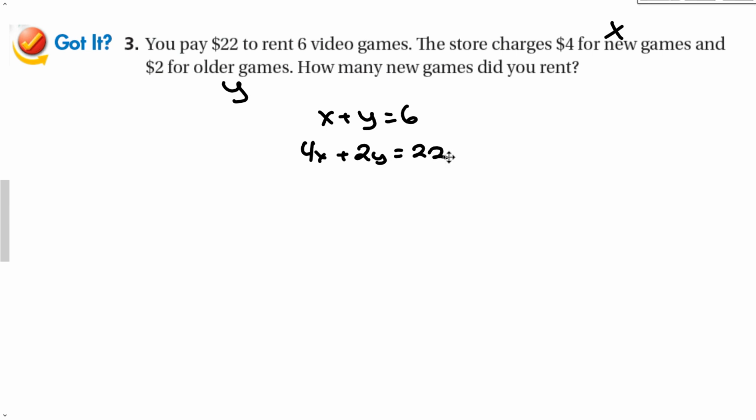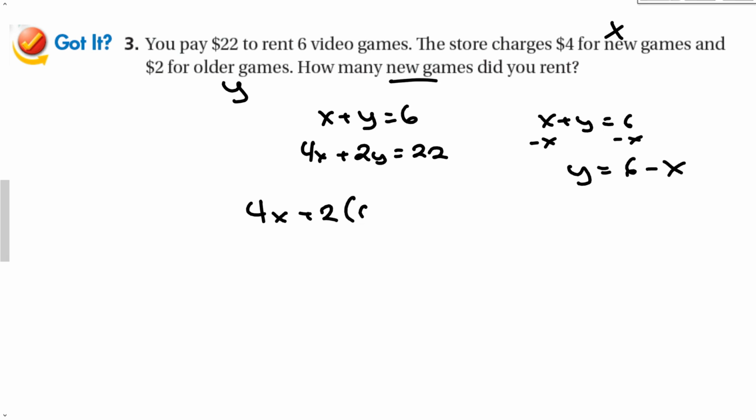Okay. So now, I want to know how many new games I rented, which means that I should get y by itself, because then I can replace it for x. Watch. So if I have x plus y is equal to 6, subtract out the x, I know that y is equal to 6 minus x, or negative x plus 6. Right? Now, when I plug this into my equation, 4x plus 2 times 6 minus x is equal to 22, I'm now solving for x, which is the number of new games.